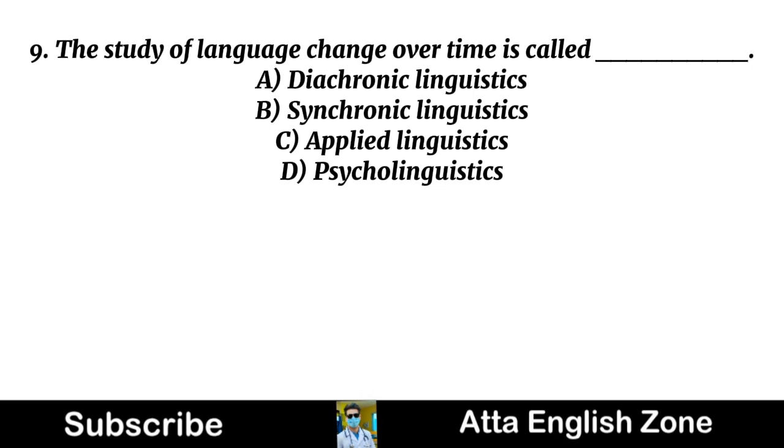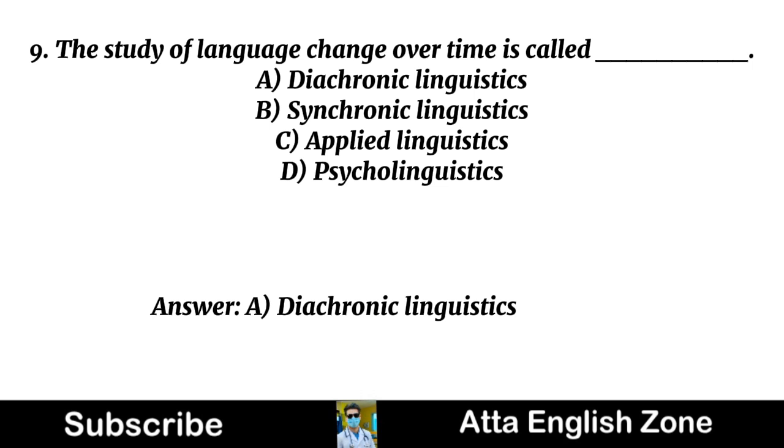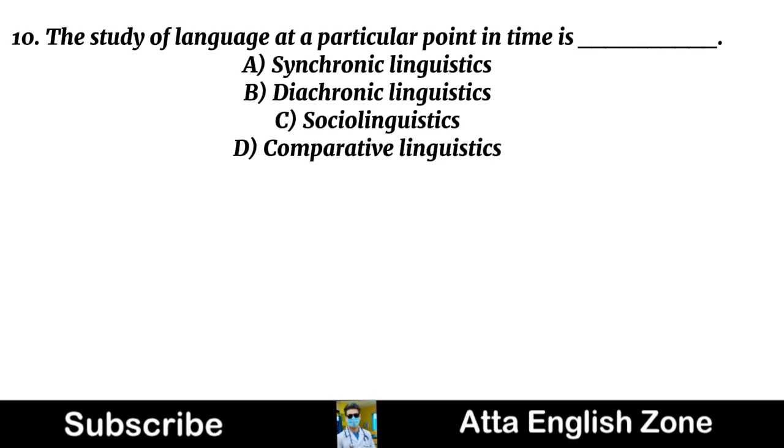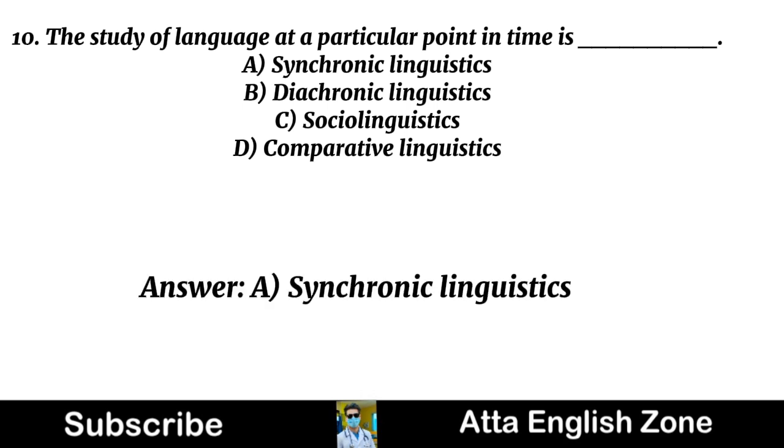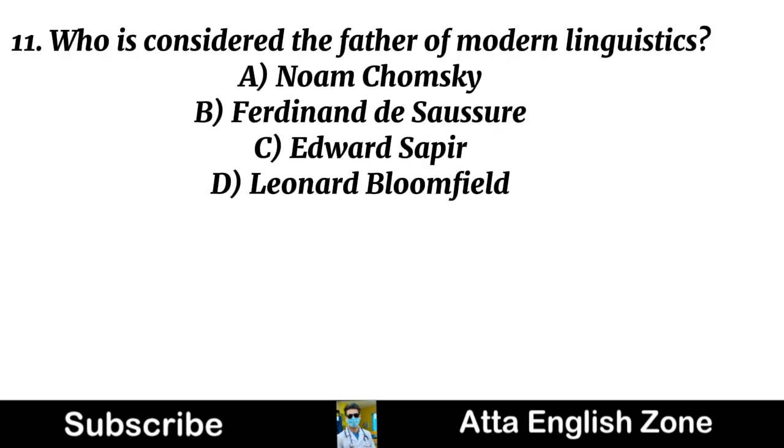The study of language change over time is called diachronic linguistics, synchronic linguistics, applied linguistics, psycholinguistics. Answer A, diachronic linguistics. The study of a language at a particular point in time is synchronic linguistics, diachronic linguistics, sociolinguistics, comparative linguistics. Answer A, synchronic linguistics.